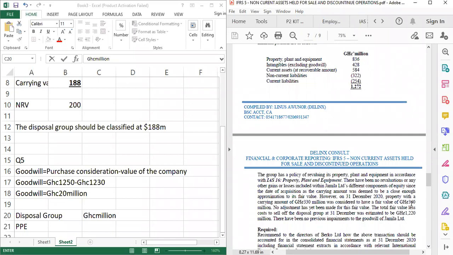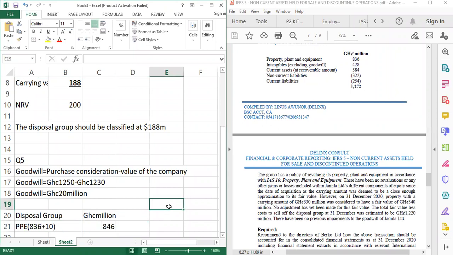So all those assets that are classified under the revaluation model, we revalue them to their fair value at the date of classification. So the property of 330 has increased to 340. It means that the property, plant, and equipment figure that we are going to show will be the original plus 10. Am I correct? 836 plus 10, because it has increased by 10. That will give us 846.